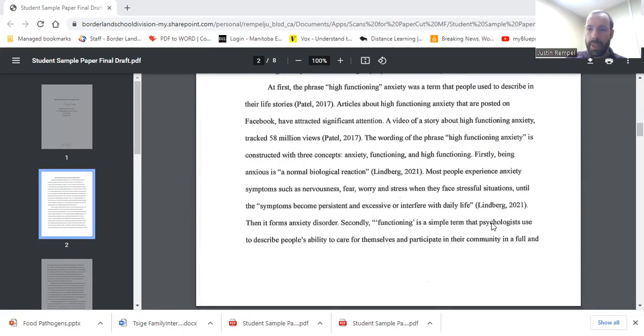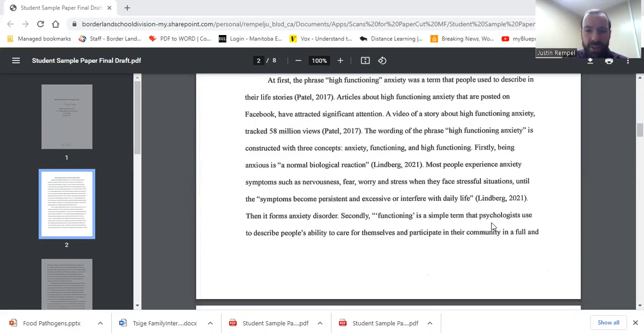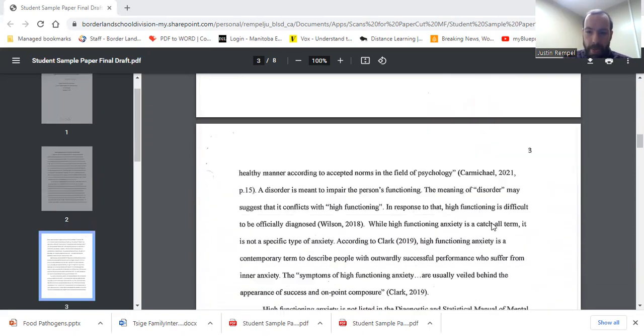The body of the text, the supporting points, really follow an order that makes a lot of sense to me as a reader. It's one of the things that I like best about this paper. The writer starts by defining their terms. Okay, what is anxiety? What do I mean when I say high functioning anxiety? All of these basic terms that they're going to be writing about for the rest of the paper are defined up front so that readers understand what they're talking about.